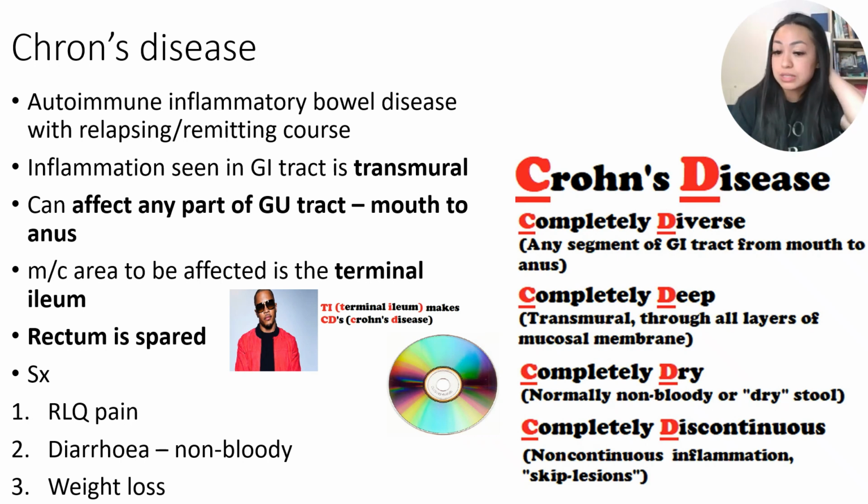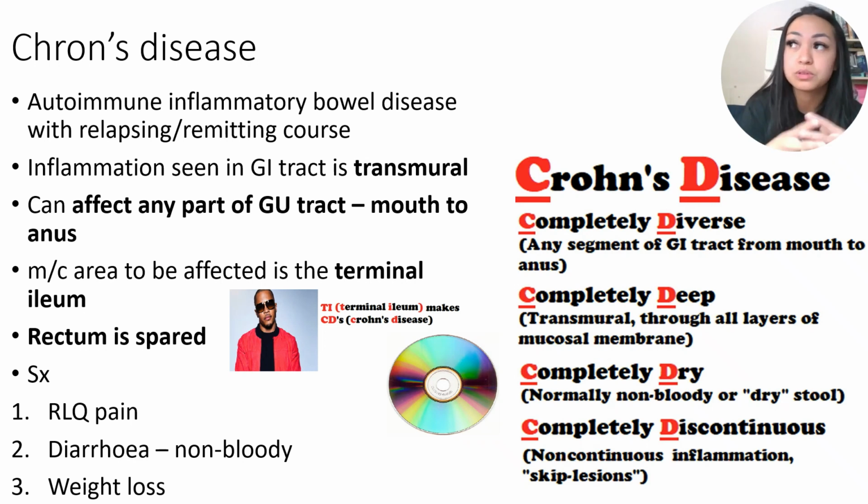So again, Crohn's disease, CD, completely diverse. It can affect any segment of the GI tract from the mouth to the anus. Completely dry, pertaining to non-bloody diarrhea. Completely deep, pertaining to the fact that the inflammation is transmural, affecting all layers of the mucosal membrane, not just limited to the mucosa and the submucosa. And completely discontinuous because of the presence of skip lesions, which actually is a diagnostic test, okay? So that's everything you need to know for Crohn's disease, okay?